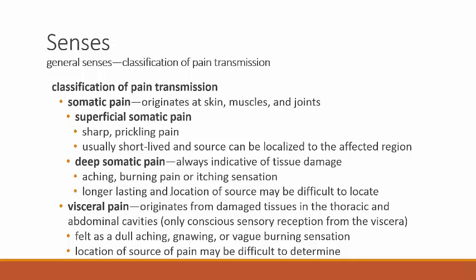And then finally, visceral pain originates at damaged tissues found in the thoracic or the abdominal cavities. Those organs are what we talk about as the viscera. And it's a dull, aching, gnawing, burning kind of pain. So again, type B pain fibers are what visceral pain is carried along. And once again, the source of the pain may be difficult to determine.